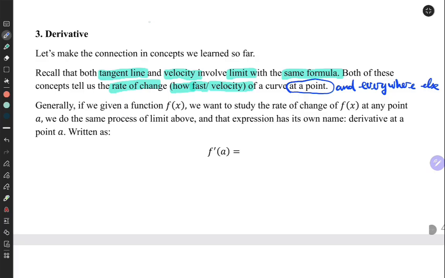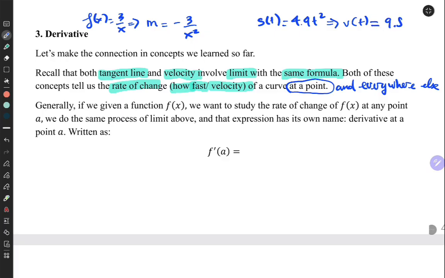Remember this, in the hyperbola, you find out that the slope is negative 3 over x squared for the hyperbola. You have the slope like that, and that is the tangent line. The problem that we just did, 4.9 t squared, that's the distance. Then you're able to find out the velocity at any time t, 9.8 t.